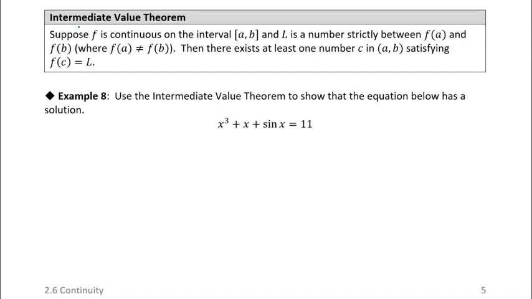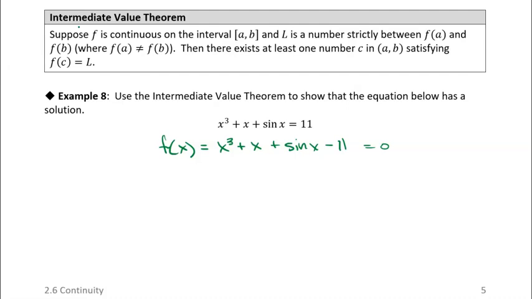So I'm going to use the intermediate value theorem, but I'm going to define a function f of x as x cubed plus sine of x minus 11. Okay, so that means that if this is equal to 0, then this equation that we have up here has a solution, right? Because all I did was subtract 11 from both sides. All right, so I want to show that this function has a solution.